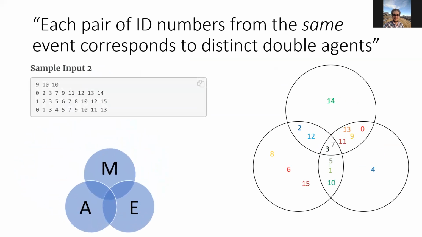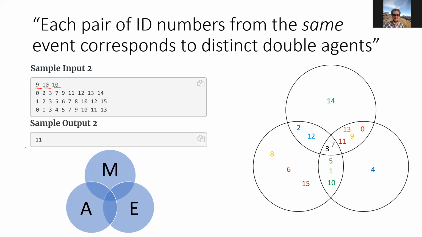And we'll take a look at this sample 2 to figure out why. So in sample 2, we have 9, 10, and 10 events for the morning, afternoon, and evening. And it turns out that the total number of distinct double agents is actually 11. So right away, that's telling us that this maximum thing is a little bit too simple of a solution because this 11 is bigger than any of these 3 individually. But now let's try to dig into why that is the case.